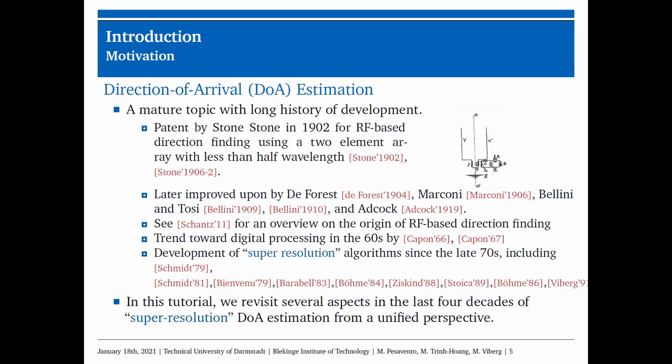Next, let me give a little bit of history. One may trace the origin of direction of arrival estimation to an invention from 1902 by John Stone, an American mathematician, physicist, and inventor. He patented the two-element array as shown in this figure, which could be used to determine the direction of incoming radio frequency signals. And the technique was later improved by several researchers and inventors, including Marconi. And in 2011, Hans G. Schantz published a nice overview of the history of RF-based direction finding.